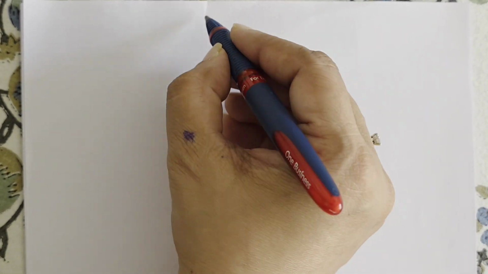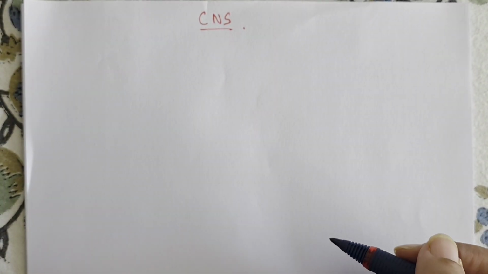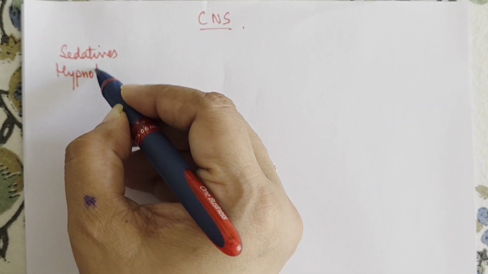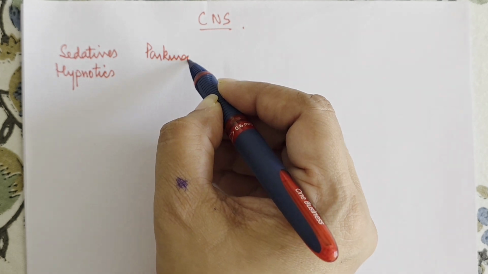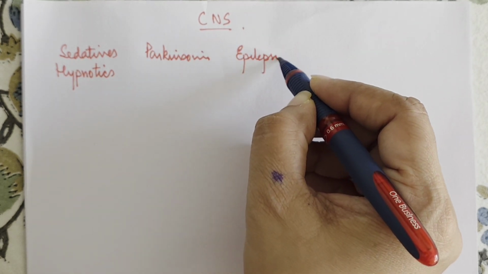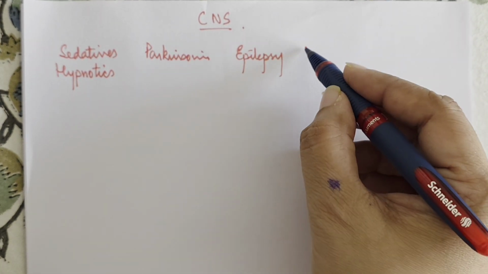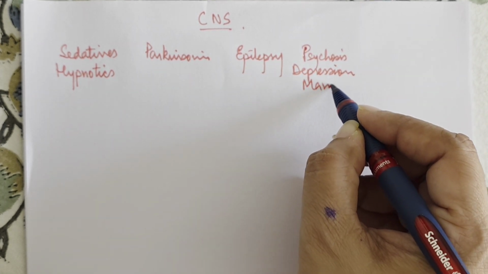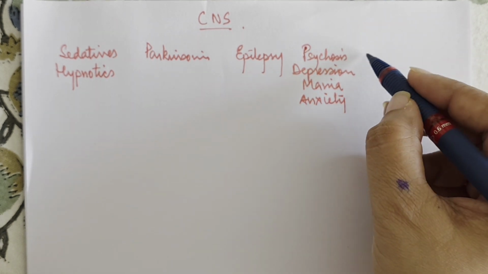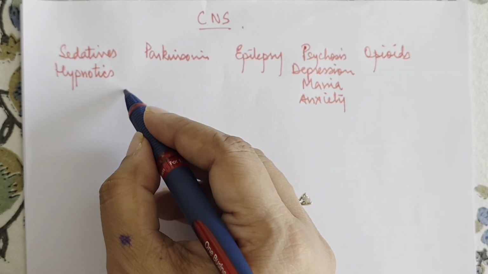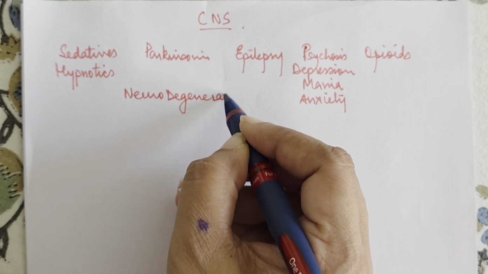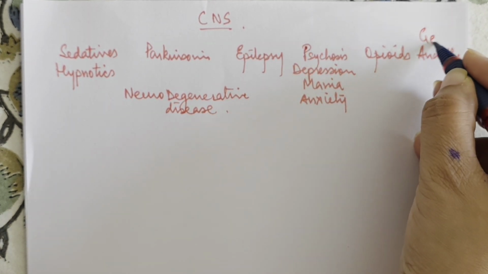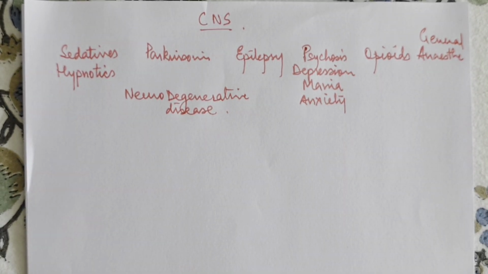Students, now let us start with the CNS, that is the central nervous system. Now in CNS, what all things will we be completing? We'll be doing sedatives, hypnotics, then drugs which are used in Parkinsonism, drugs used in epilepsy, then the neuropsychiatric illnesses like psychosis, depression, mania, anxiety. Then we'll be studying the opioids and various neurodegenerative diseases like Alzheimer's and multiple sclerosis. And we will be doing the anesthetics, that is the general anesthetics. So all these things we'll be completing in the CNS.